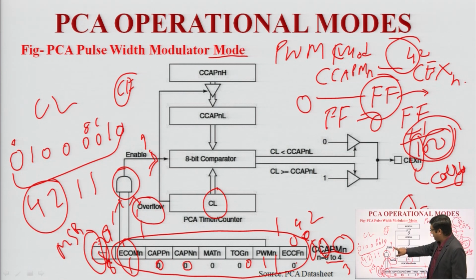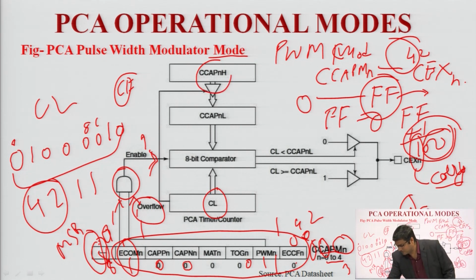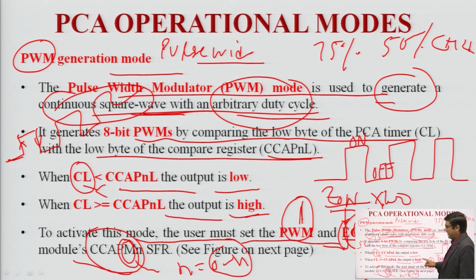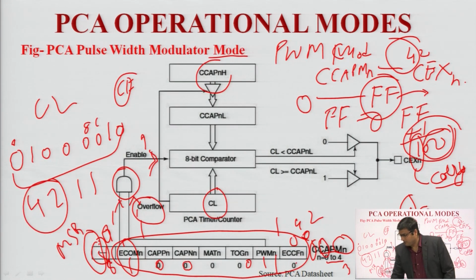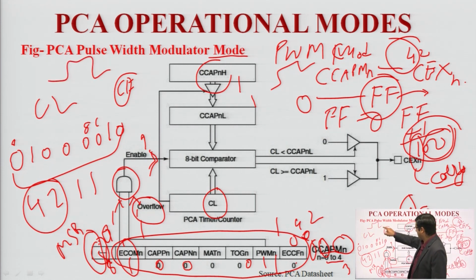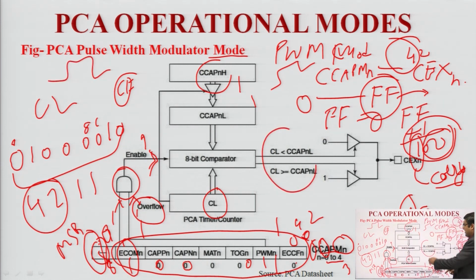Okay. So when overflow occurs, this value will again be associated with the CCAPnL, and in the previous diagram we have seen that when we compare the CL with the CCAPnL, the output is high. So we are getting the output high by using this. When this is enabled, we can get the output in the high mode, and to control the duty cycle operations, we are comparing CL with the CCAPnL.